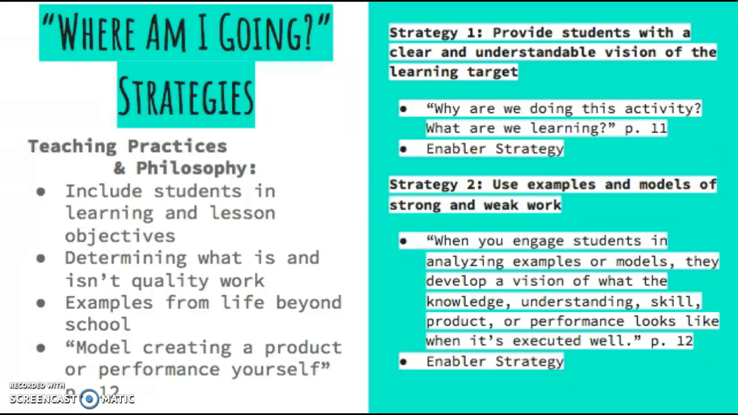I also believe that students should see what is and isn't quality work, which includes examples from life beyond just school. So creating real-world problems for them to problem solve through. And then I believe the teacher should model creating a product or performance yourself, and then the students should also do that.